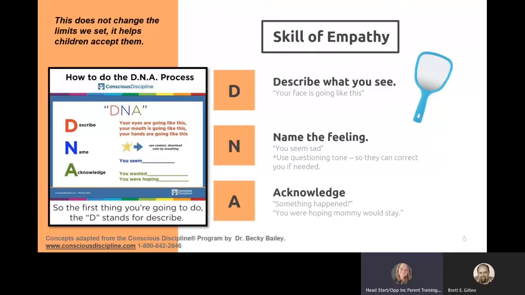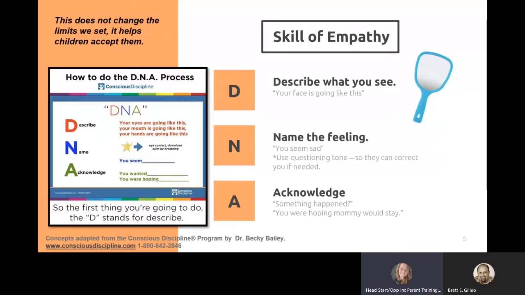And so the first thing that you're going to do is just describe what you're seeing. So, your face is going like this, and a lot of times, kids and adults, we don't realize what our face is doing. With younger kids, you can even use a mirror, like, hey, come look at what your face is doing. What does it look like? It looks like it's mad. And you're naming the feeling, like, oh, you seem sad or you seem mad.